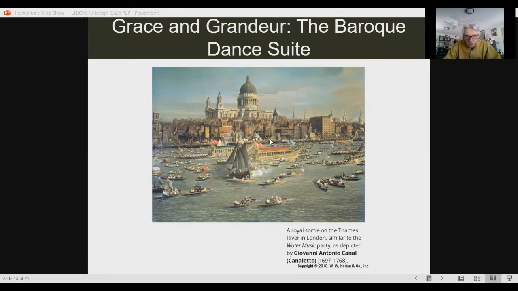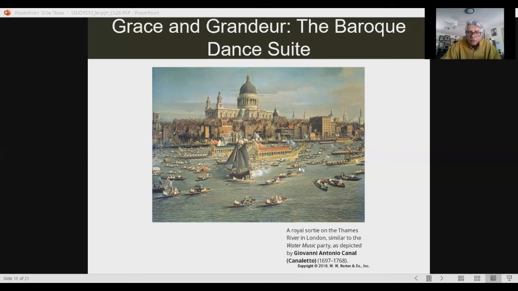Here's a picture of a royal sortie on the Thames River in London, similar to the Water Music party that is depicted, and we'll talk about that. But look at the number of boats on the river, and this big boat here with a lot of passengers, sailboats, rowboats. This big boat is propelled with oarsmen. And on the London river, at least parts of it, when the tide is rising, the river goes one way, and when the tide is receding, the water goes that way.